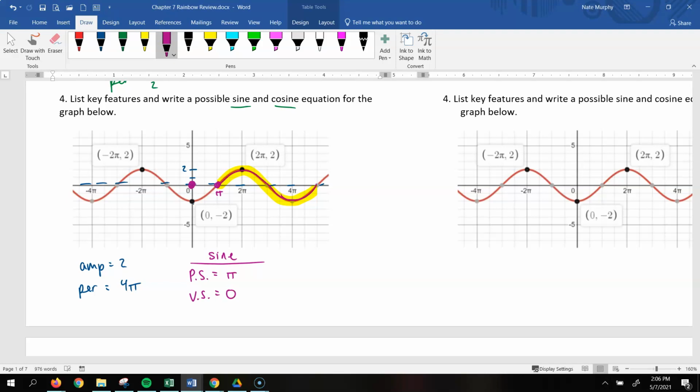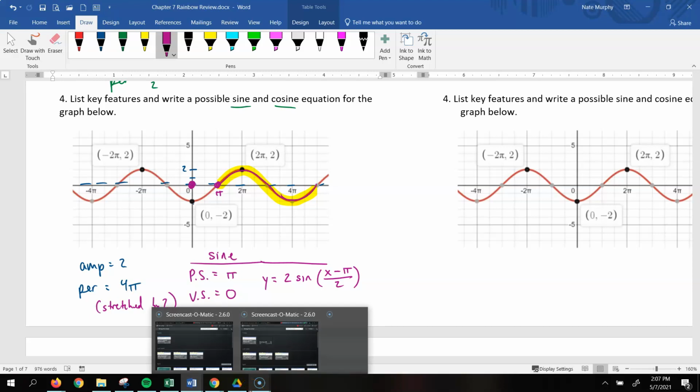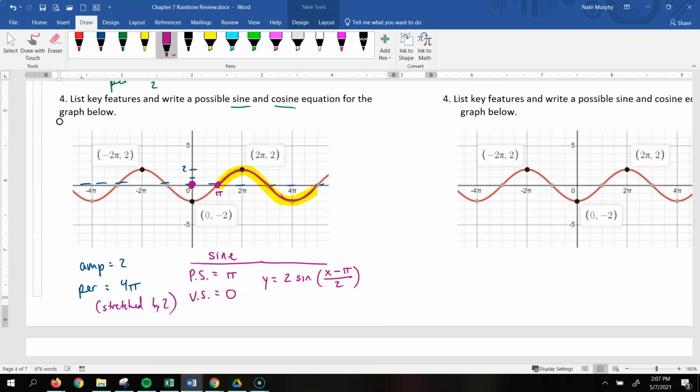So now we can come up with an equation for the sine function. So it would be y equals, the amplitude would be 2, times the sine. Now here it's going to the right pi units, so it would be x minus pi. And the period is 4 pi, so that means that it's being stretched by 2. Okay, so it's stretched by twice the size. So when we go to the equation, we do the reciprocal. The reciprocal of 2 would be 1/2. So we're going to put that 2 down there in the denominator. If you were to check this graph on Desmos, or on your graphing calculator, you would see that those are the same. Okay, so this would be your answer using the sine function.